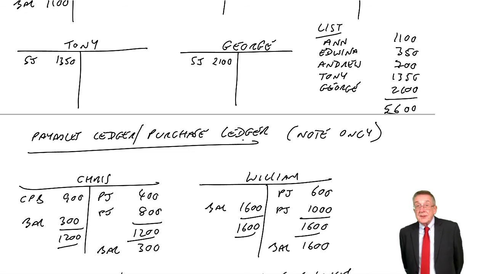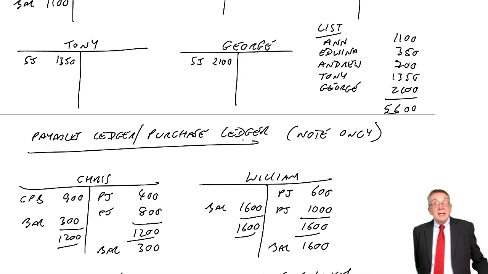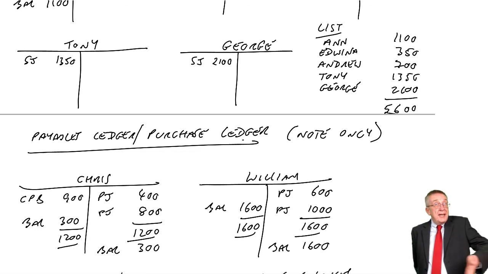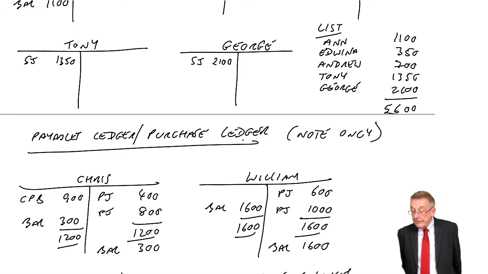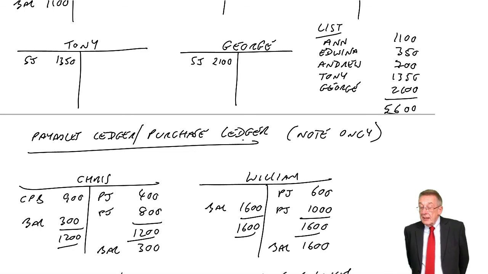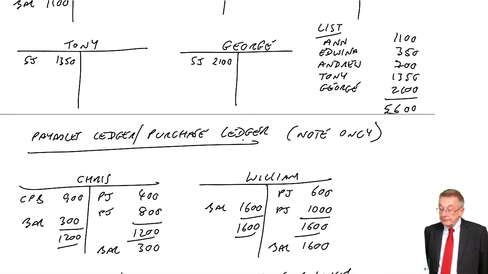But for practical reasons, again, not only do we need to know the total owing, we do need to know who the individual balances are, who are the people we're chasing for money.